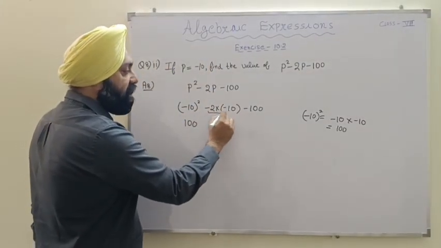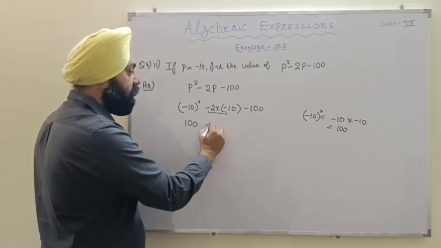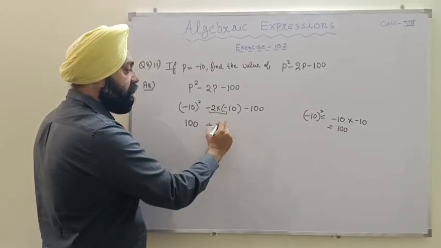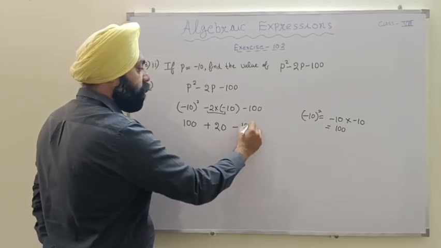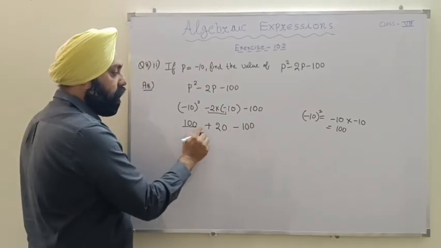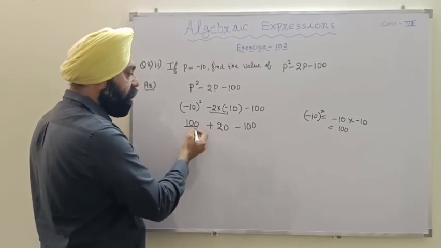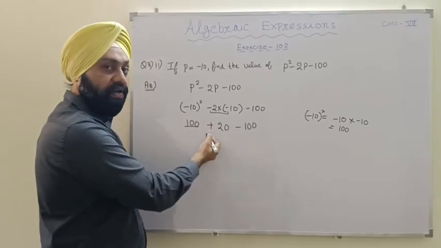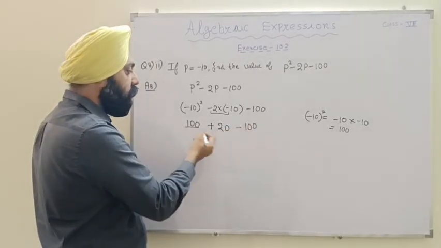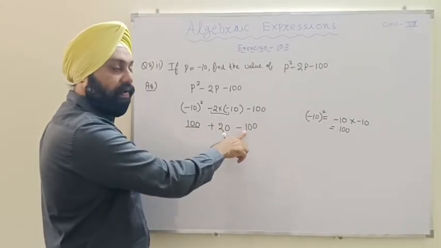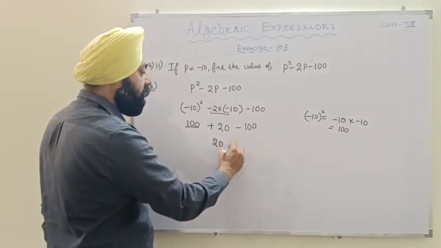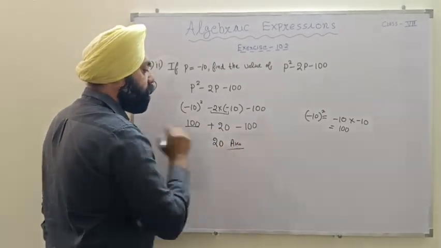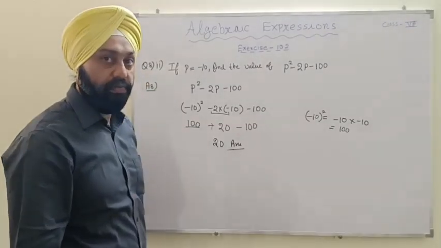Again we have 2 minus signs, it will give a positive answer, and minus 2 and minus 10. So 2 times 10 is 20, and again minus 100. Now we can solve it either like this, or we can first calculate 100 plus 20, which will give 120, and then subtract 100, or we can combine 100 and minus 100, because 100 minus 100 will give 0. So 20 will be the answer of this expression. I hope you have understood.